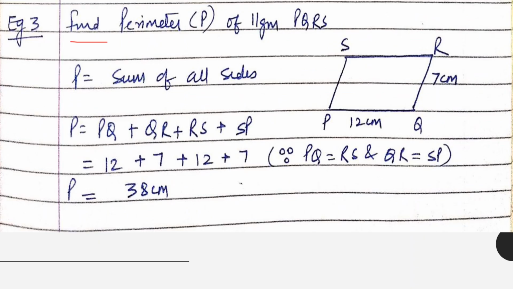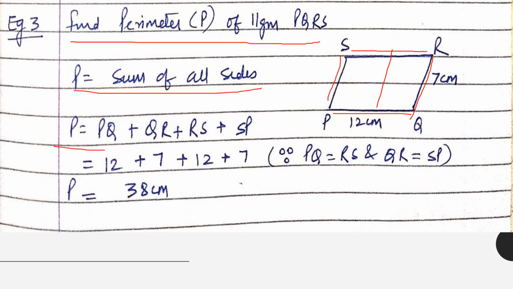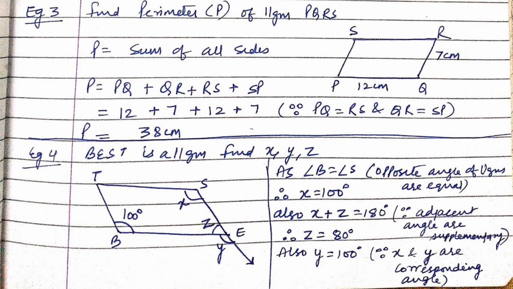Find the perimeter of parallelogram PQRS. Very easy. We all know what a parallelogram is, and perimeter is the sum of all sides. If this is 12, this is also 12, because in a parallelogram opposite sides are equal. If this is 7, this is also 7. So I can write P is equal to the sum of all sides. P is equal to PQ plus QR plus RS plus SP. Put their values: PQ is 12, QR is 7, RS is 12, SP is 7, and solve it to get the answer. I will not waste time on this, it is very easy. Now find the perimeter. Oh, it is done already over there. So no need to do it again.